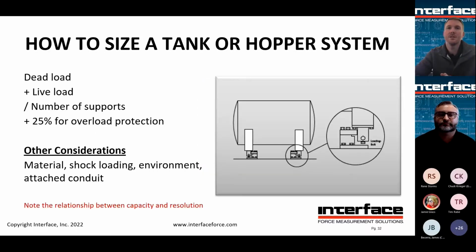Next slide. So how do we size it? How do we choose the correct one? Well, there's a pretty simple formula. First, you're always going to want to know the dead load, or at least estimate it as best you can. So that is the vessel itself, the empty vessel. The live load is the material that you're weighing. So add those together, divide by the number of supports, however many legs. And then I always like to throw in a little bit of overload protection in case you're off, maybe 25%.